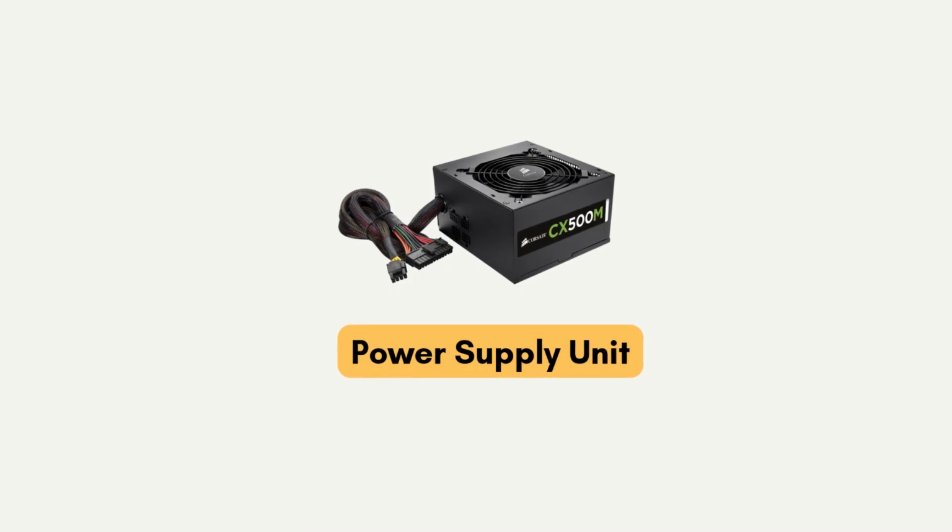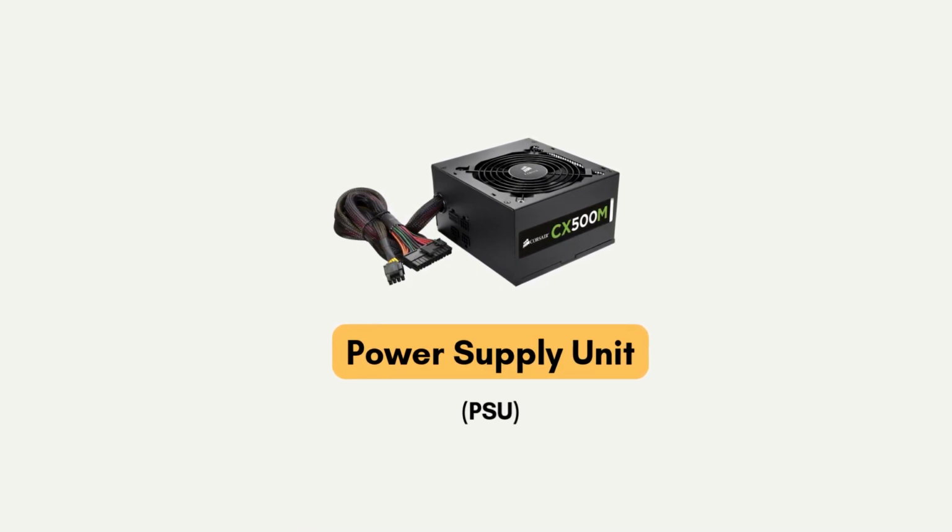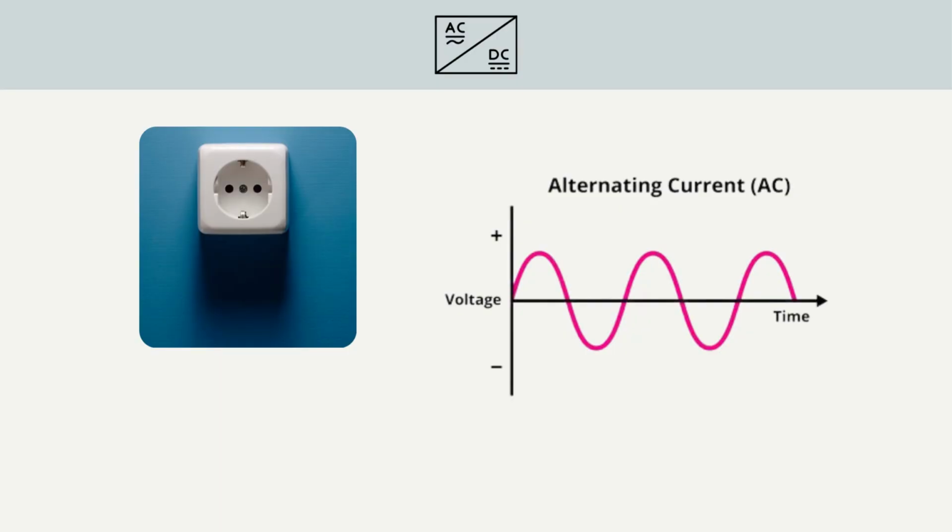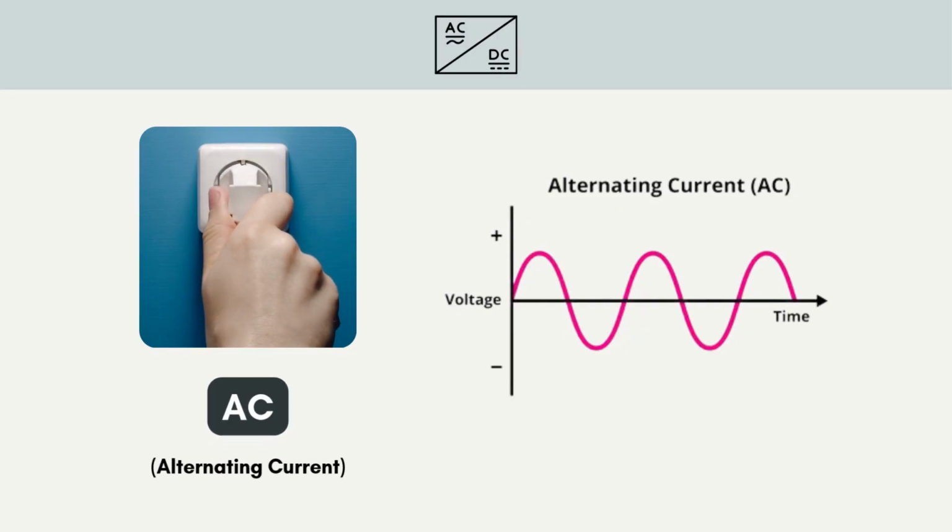Of course, none of these parts can work without electricity. That's where the power supply unit, PSU, comes in. The electricity from your wall is AC power, alternating current.